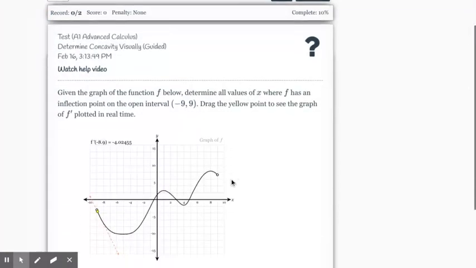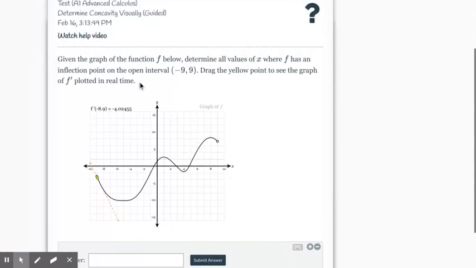All right, so we have the second section, and we're given a graph of f, and we're going to be asked to determine all values of x where f has an inflection point. So we're looking for change in concavity on the open interval from -9 to 9. Now if you drag the yellow point, you'll see the graph of f prime plotted in real time. So what I like to do is just hold this down, and the orange graph is f prime that's being plotted.